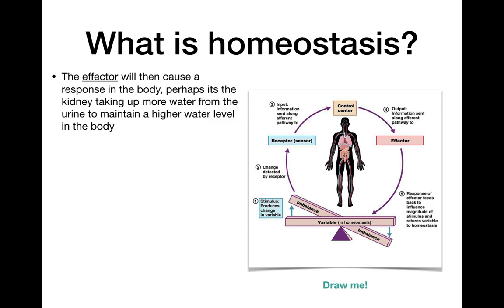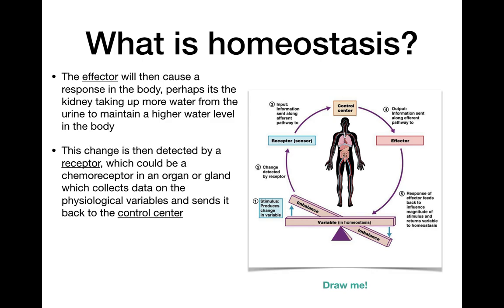Maybe we're taking up more water from the urine. Maybe we are secreting insulin to store sugar in the cells of the body, because we have too much blood sugar. Whatever it is, something is happening that's reacting. Then, after that change, we're going to compare where we're at now to set point. Did we go lower? Did we go higher? Are we better, closer to our set point than before?